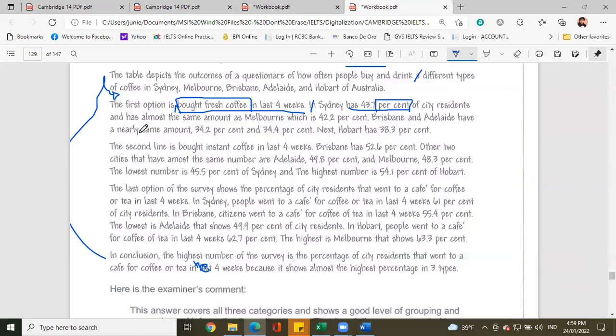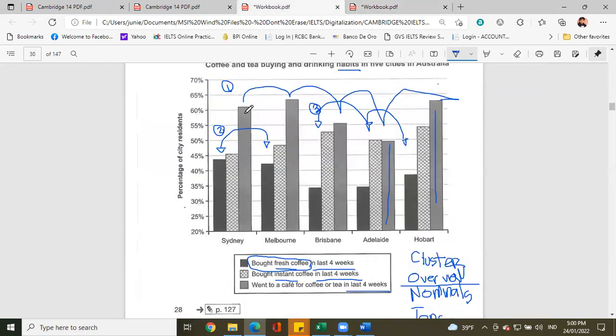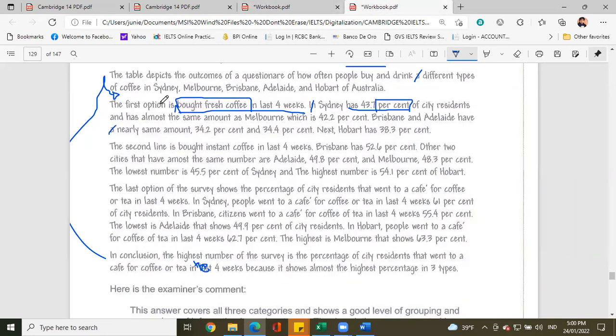Brisbane and Adelaide have nearly the same amount, 34.2% and 34.4%. Next, Hobart has 38.3%. Okay, so that's his technique. First, it's similar to our cluster. Then, the second line is bought instant coffee in last 4 weeks. Okay.